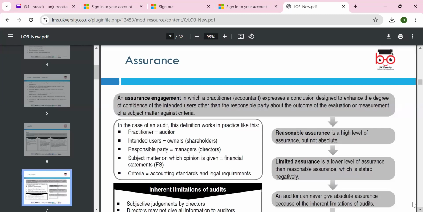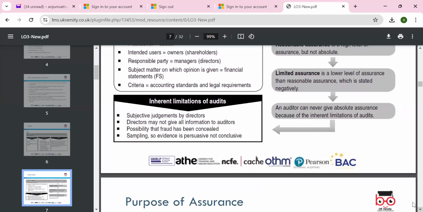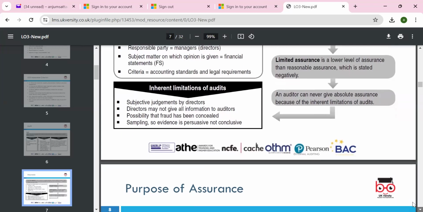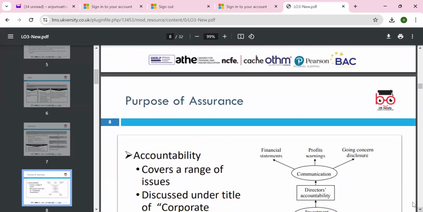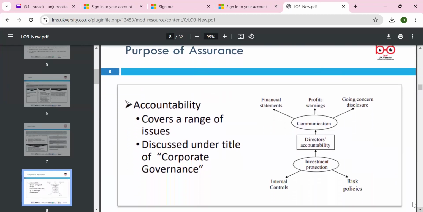Reasonable assurance is a high level of assurance, but not absolute assurance. Limited assurance is a lower level of assurance than reasonable assurance, and is stated negatively. Auditors can never give absolute assurance because of the inherent limitations in an audit. These limitations are subject to the judgment of the directors, who may give the information. It is possible that fraud can be concealed, and sampling evidence is persuasive, not conclusive. That can happen in the real world. The purpose of assurance and accountability covers the range of issues discussed under corporate governance. So we can look at governance.